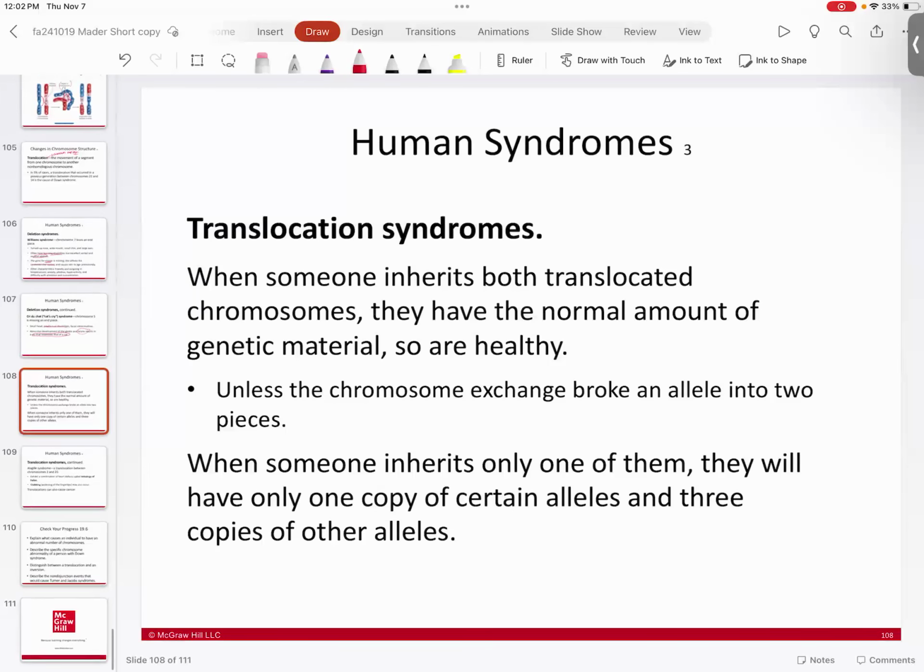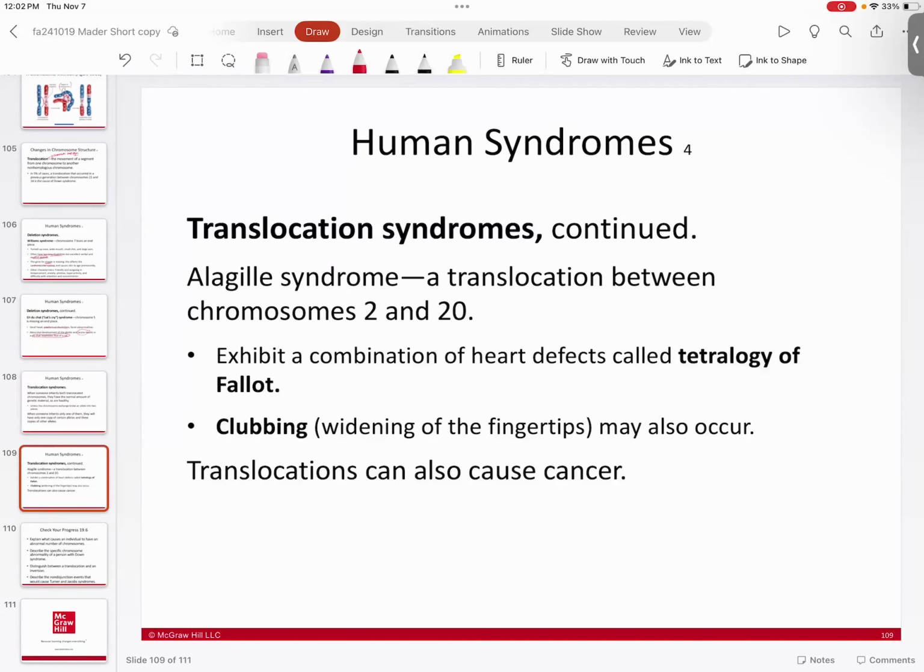Some translocation syndromes, basically where you essentially are inheriting these translocated proteins. Alagille syndrome is basically a translocation between chromosomes 2 and 20. So you have different heart defects in this one. You have some clubbing, widening of your fingertips may also occur.